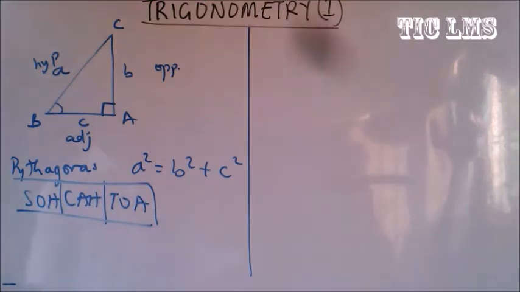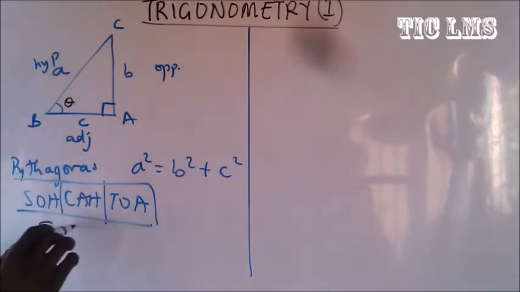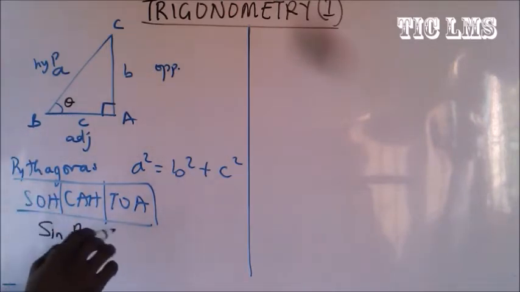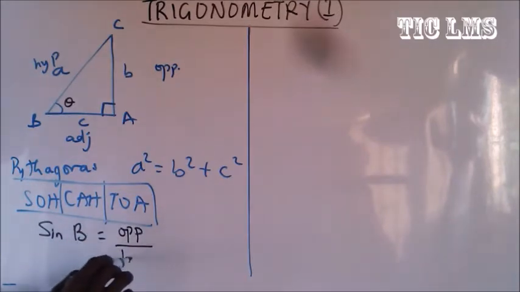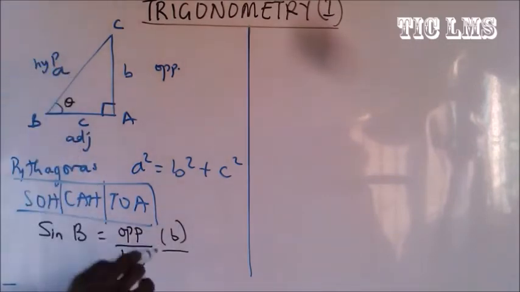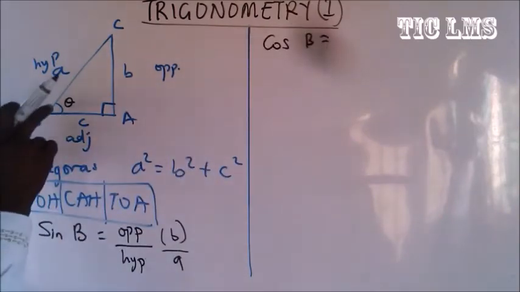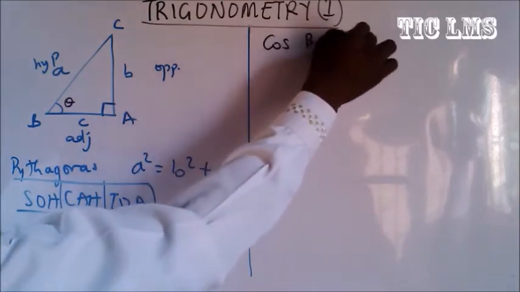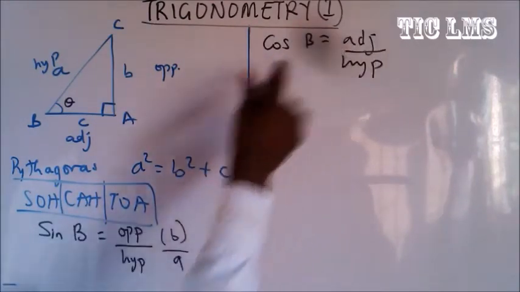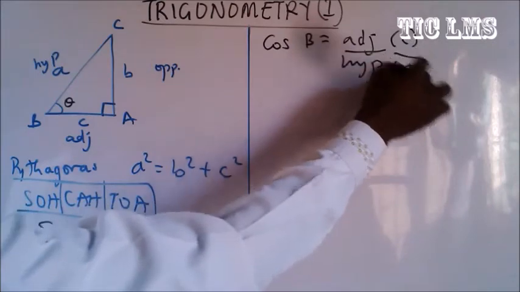Now, what does that SOHCAHTOA mean? We have that sine theta, so let's take this as theta. Sine theta, which is the angle at B, is equal to opposite all over hypotenuse. Now, where O is the opposite and H is the hypotenuse, all right? Or we could also take it that opposite is b and then the hypotenuse is a. Then for cos B, that's as this same B, equal to adjacent over hypotenuse, where adjacent is c and hypotenuse is a.